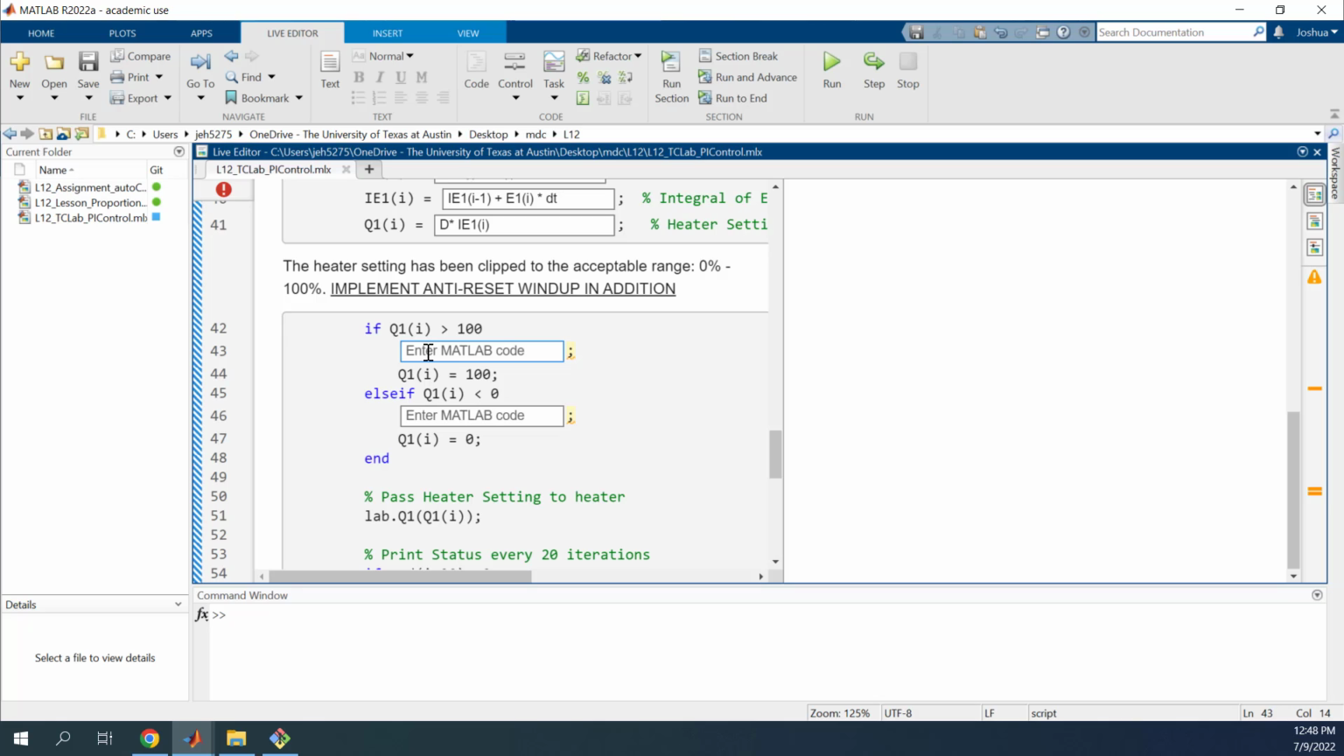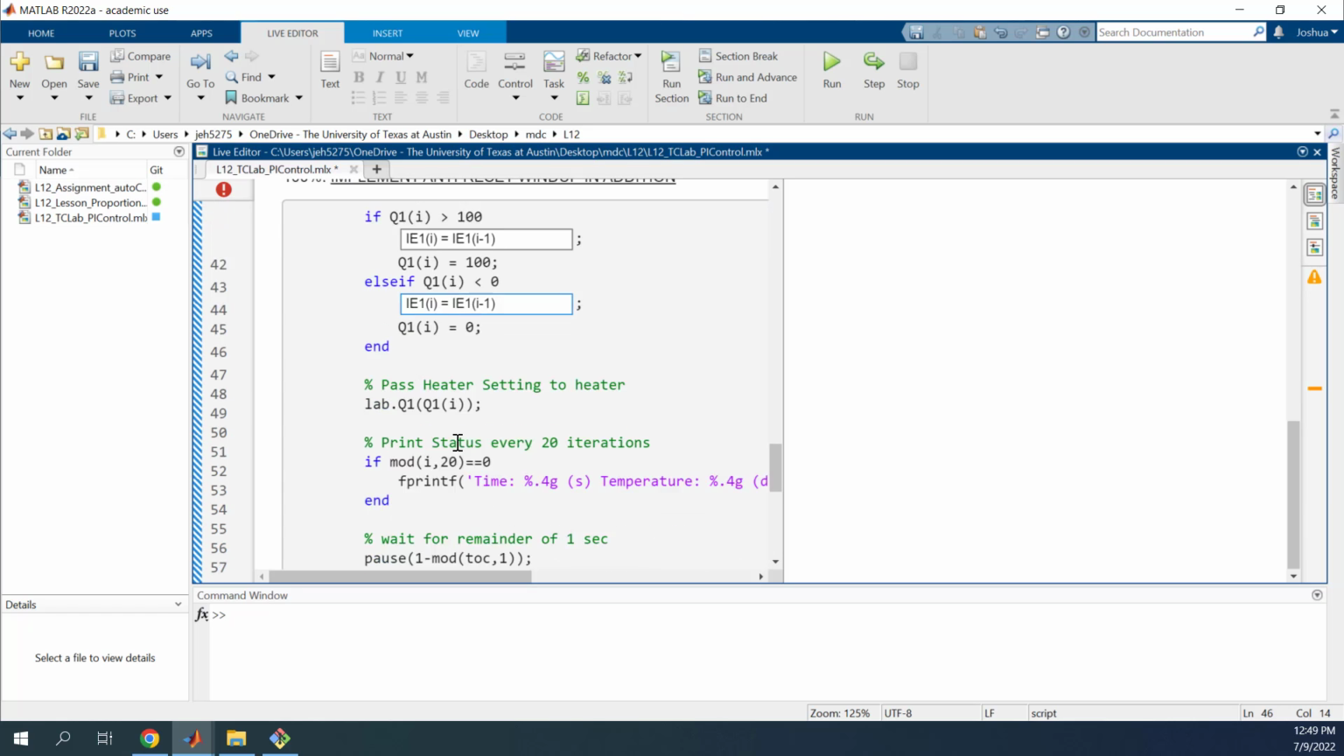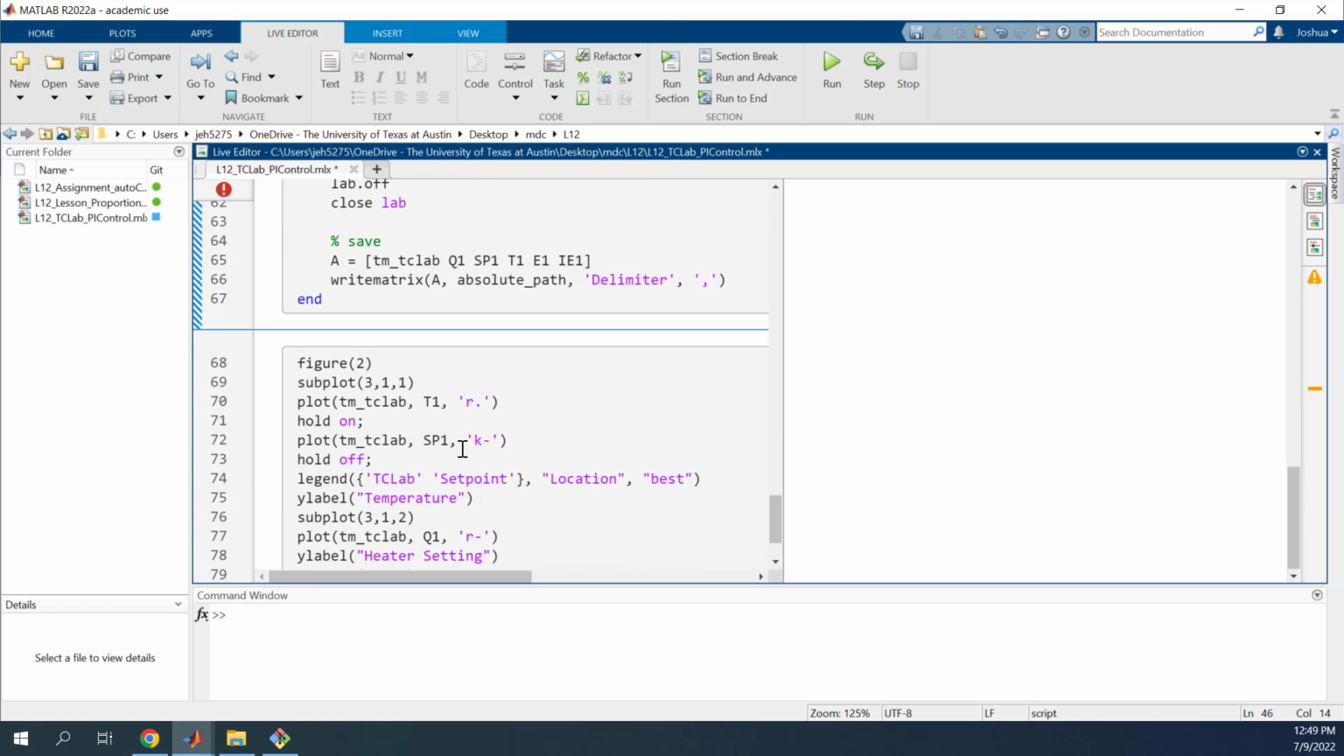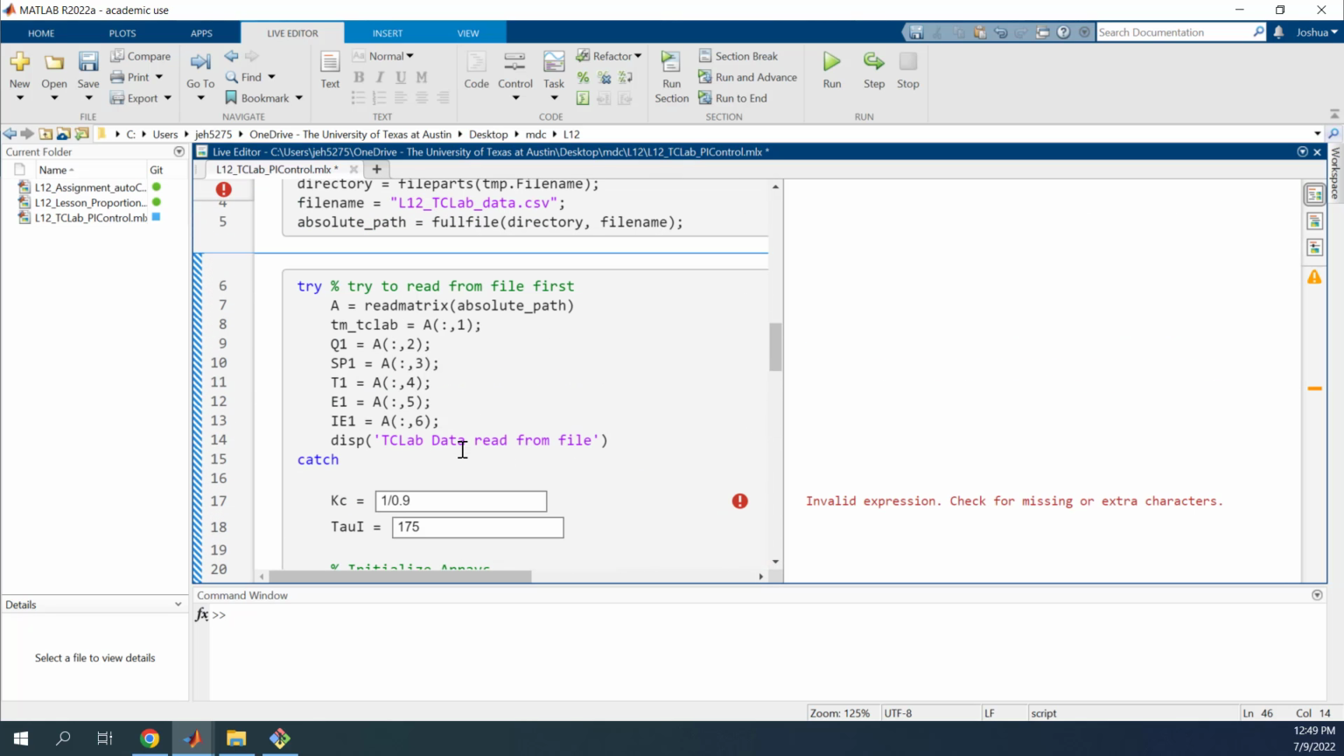So all we're going to do is say that the integral of error is equal to the integral of error at the last time step. So IE1 at time point I is equal to IE1 at I minus 1. Hopefully that makes sense, and actually it's the same thing for both, so we can just copy and paste it. Now let's just run it and see how our stuff does.